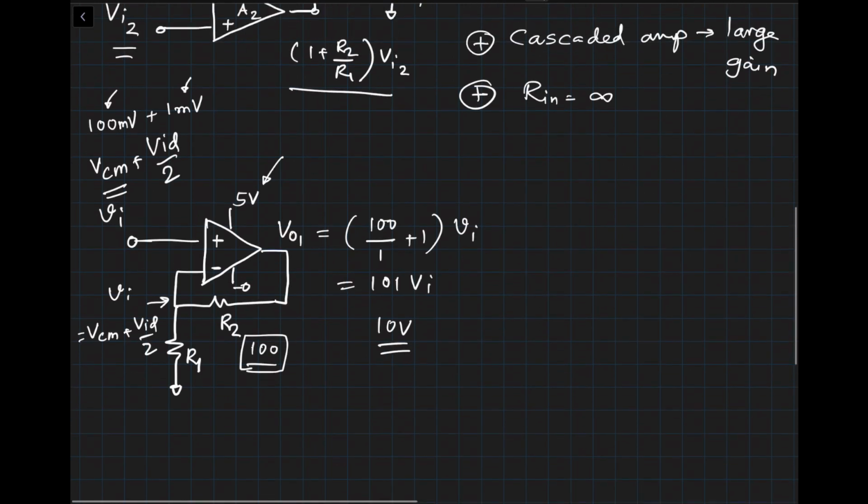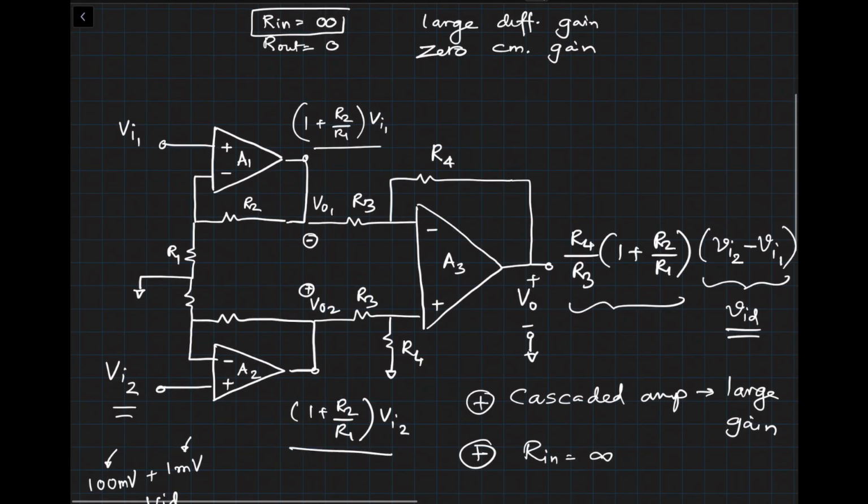If we go back to our original case, okay, so if you have a large common mode and a small differential signal, similarly if you have a large common mode here and a small differential signal which is in the opposite direction, both will get amplified at VO1 and VO2.